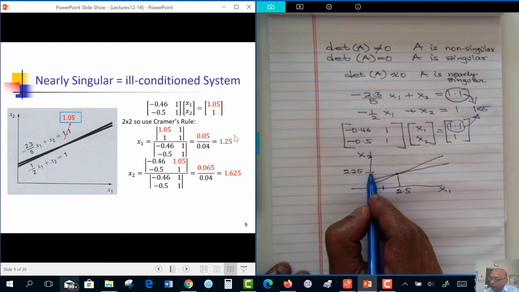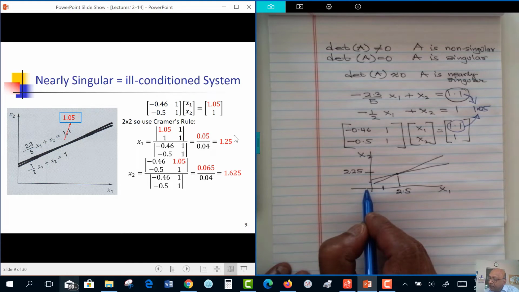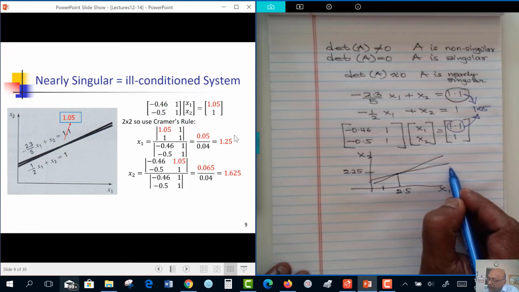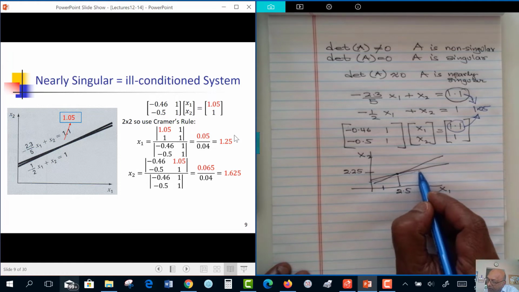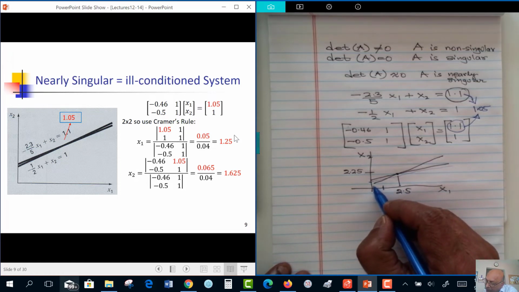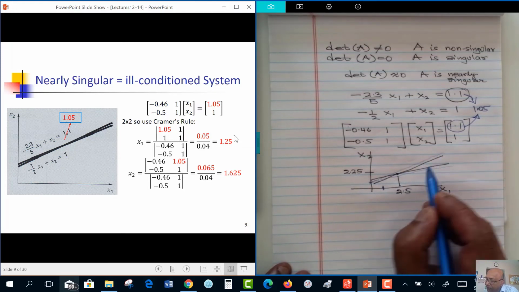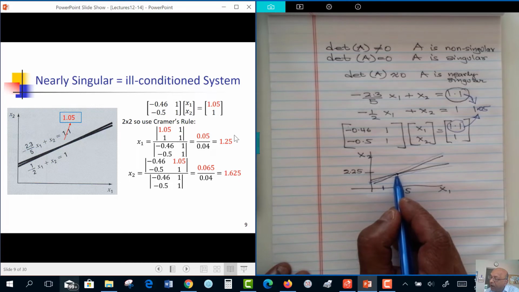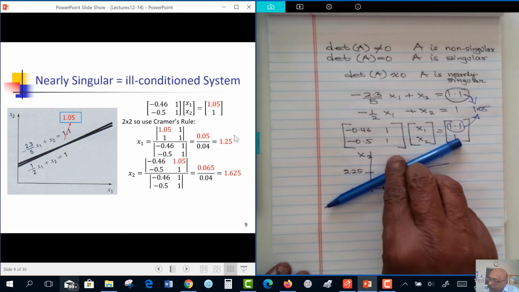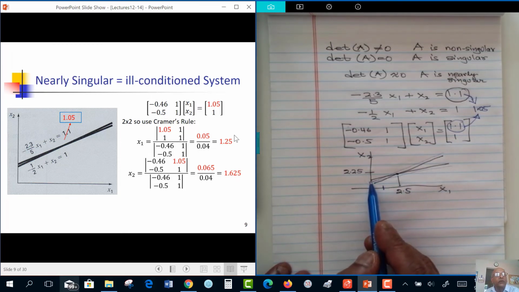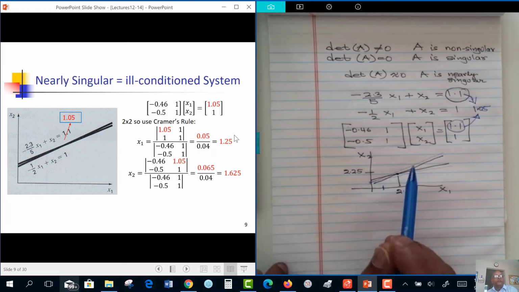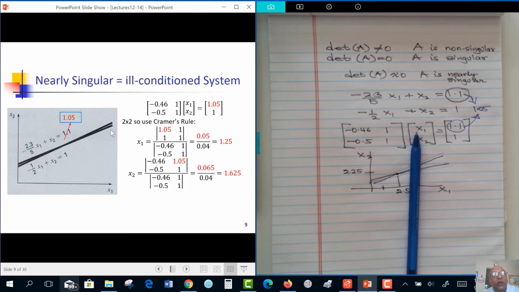And x2 moves to 1.625. So what is happening is, as soon as I move these lines slightly, this line moves parallel slightly, this line moves parallel slightly. Actually, I changed only one of the lines, but you can see if these nearly parallel lines, if I just move them slightly parallel to themselves, the intersection point is going to change quite a bit. So that is what we mean by ill conditioning of the system.